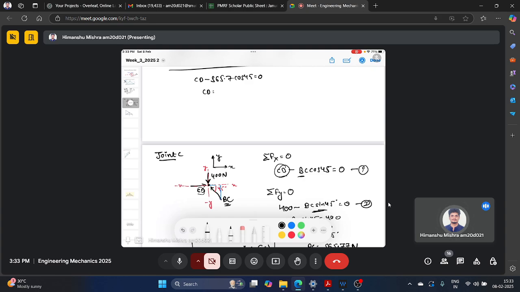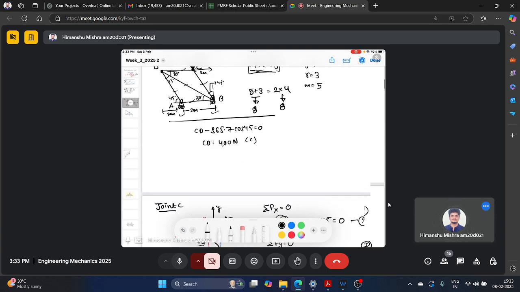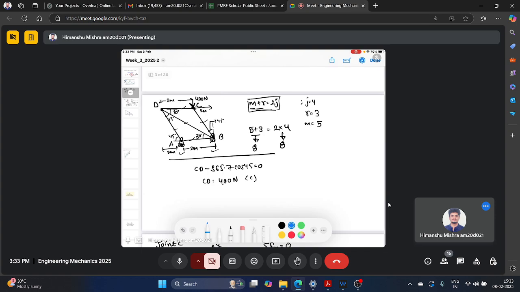Come out to be a 400 Newton. It's positive, so the sign is positive, which means we don't need to change the sign. We assume the correct sign, and it is towards the joint, so it is also compressive in nature. Okay, so we got the force in the members BC and CD when we consider the joint C.